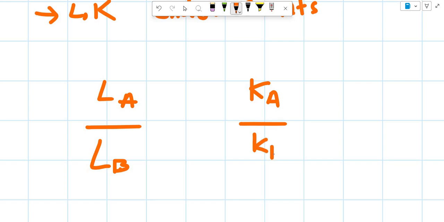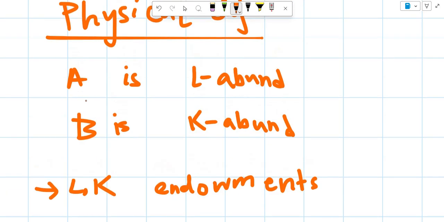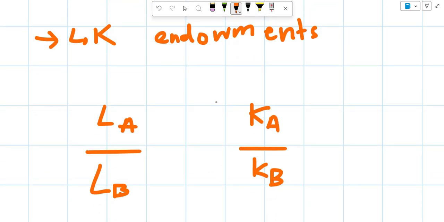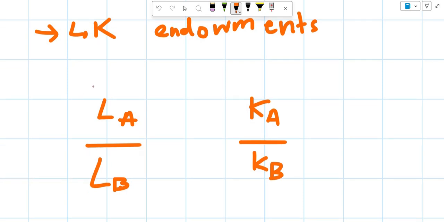Now, if we are comparing, we always have to compare in a systematic way. So, we can't write KB and KA here and LA and LB here. We have to keep it in the same fashion. So, A is labor abundant. If A is labor abundant, that means the labor in A should be greater. So, this is actually the expression for labor abundance in economy A.